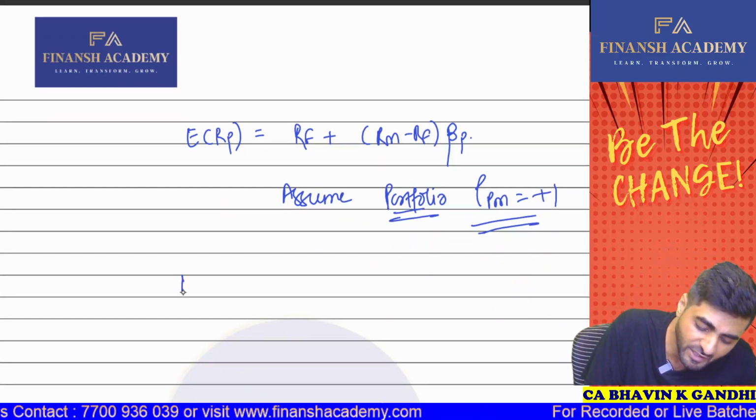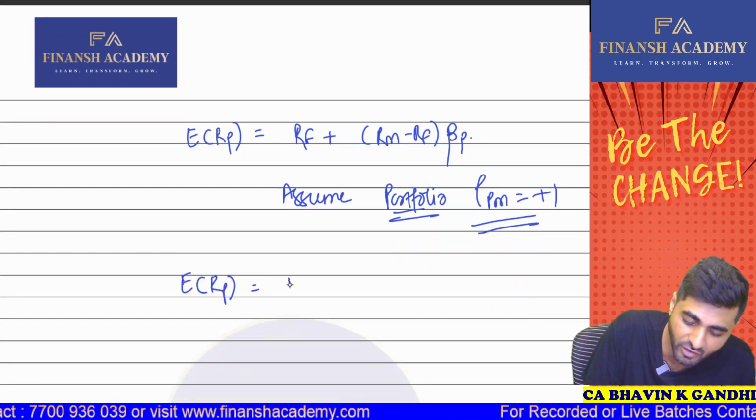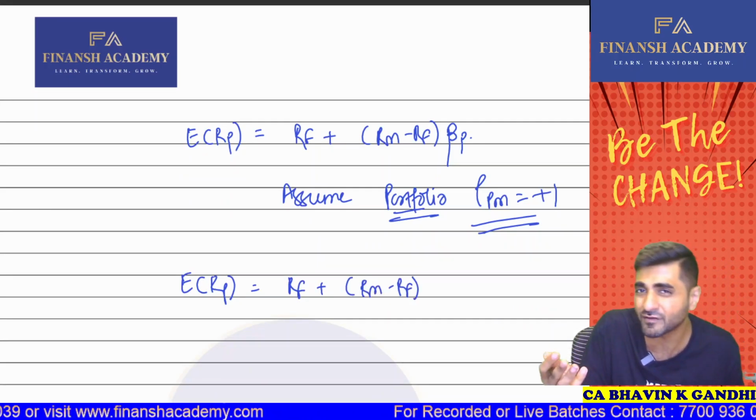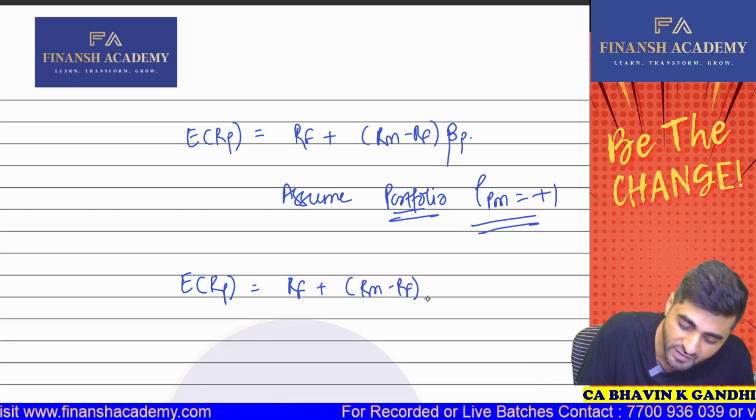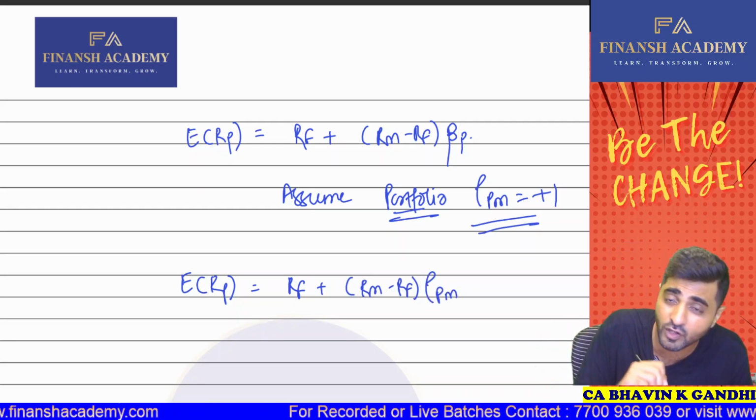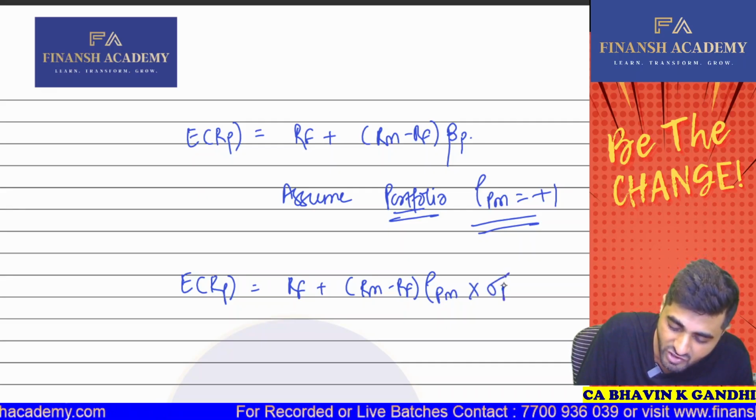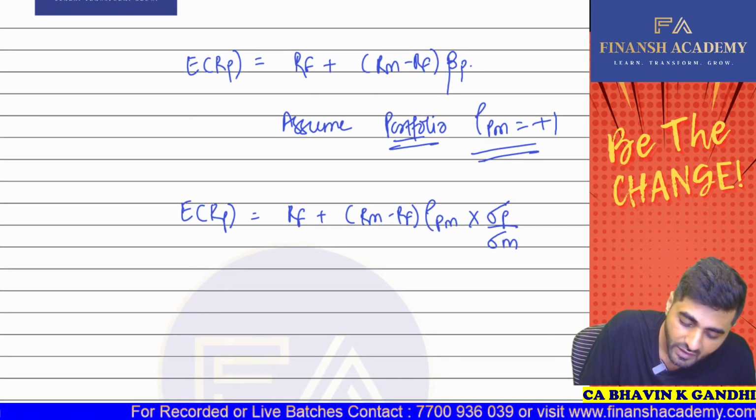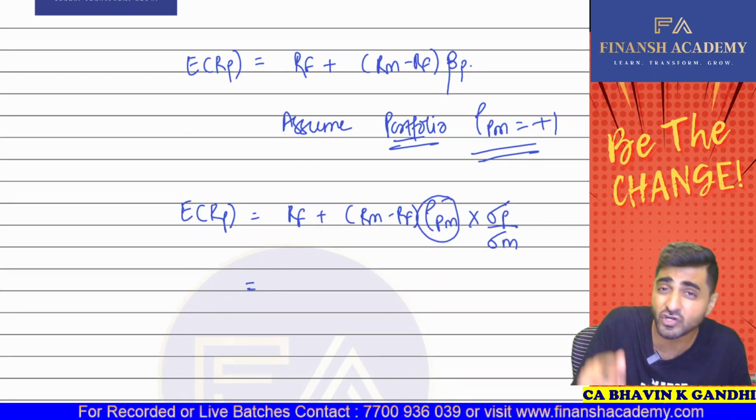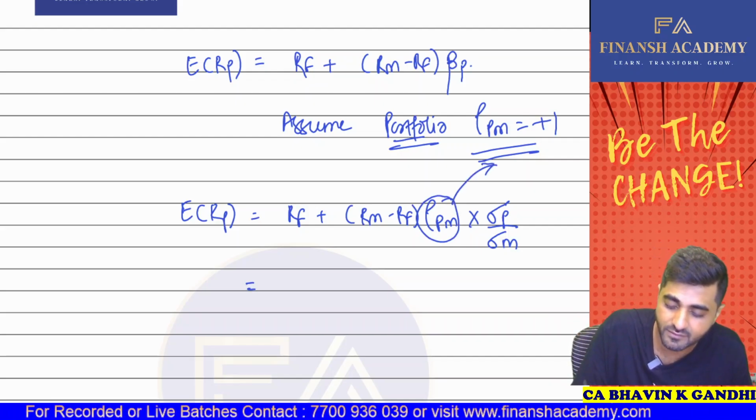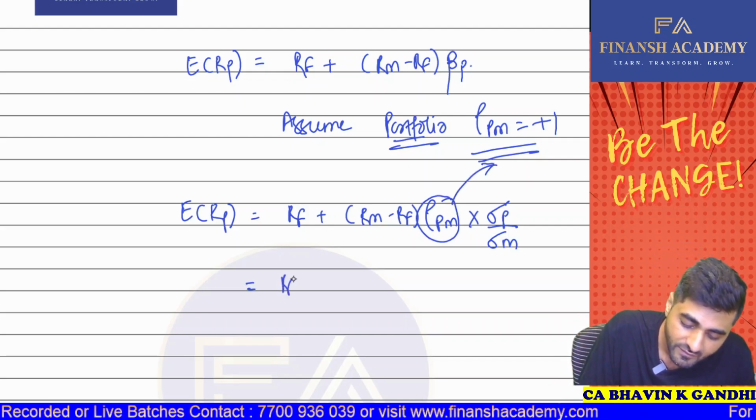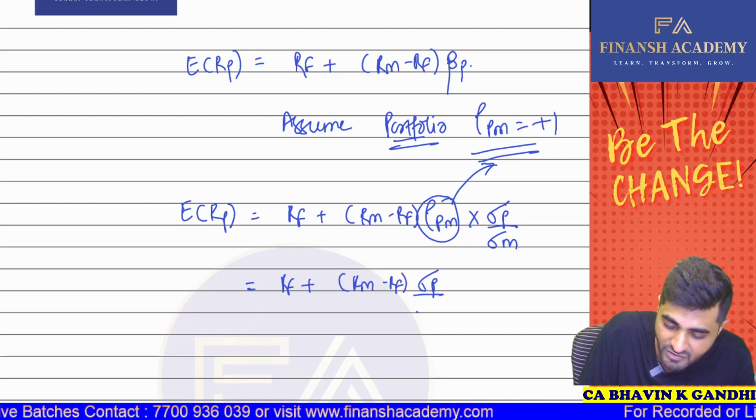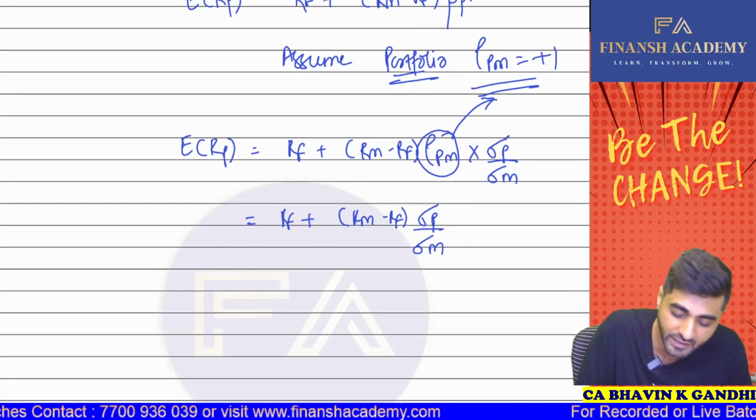Okay, so in this particular case, what is going to be your expected return on a portfolio? So that is RF plus RM minus RF. And what is beta of the portfolio? Can I say beta of the portfolio is nothing but correlation coefficient of portfolio with the market into standard deviation of the portfolio upon standard deviation of the market, right? So that is why if I say that the correlation coefficient of the portfolio with the market is +1, then RF plus RM minus RF, you will be left with the standard deviation of the portfolio upon standard deviation of the market, right?